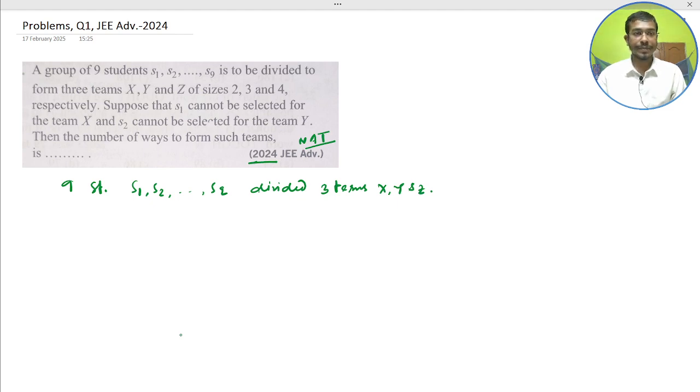Terms means here the teams. Okay, 3 teams means team X, that 2 students, team Y, 3 students, and team Z, 4 students. Okay.